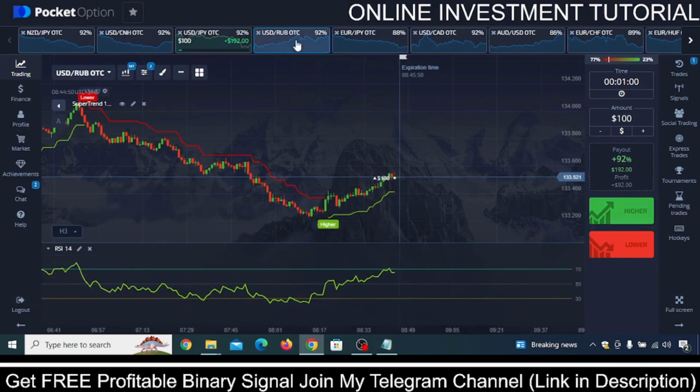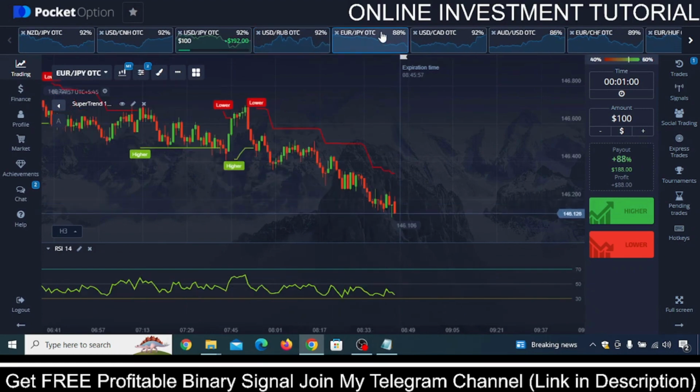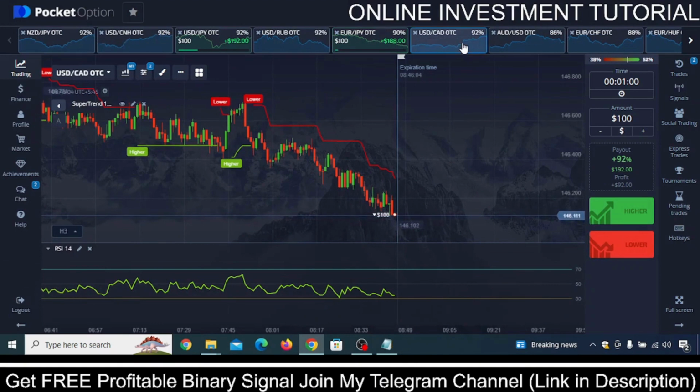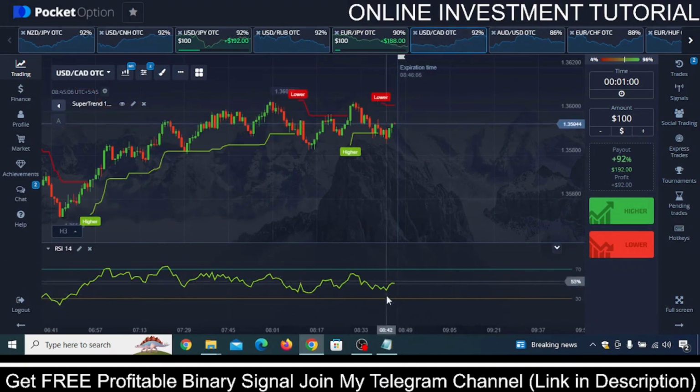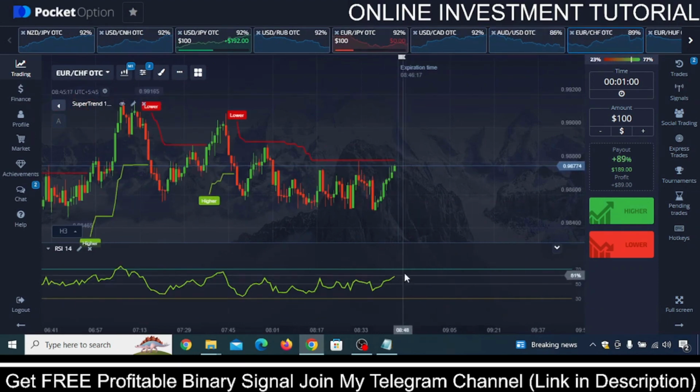So now let's see another. It is also in the middle, so don't make a trade here. Let's go to another. This one is down in the oversold region, so let's make a trade by clicking on lower here. Similarly, let's see any other. It is in the middle, just ignore it. Let's see another currency pair. It is also nearly in the middle, so don't make a trade in this condition. Let's see another. It is also nearly in the middle, not in the overbought region, so you should not make a trade here either.